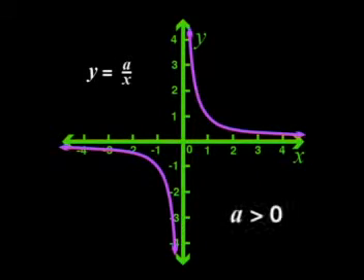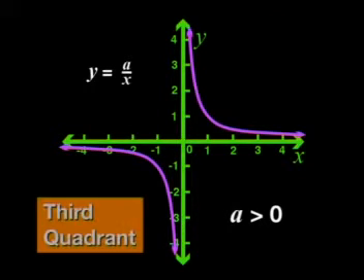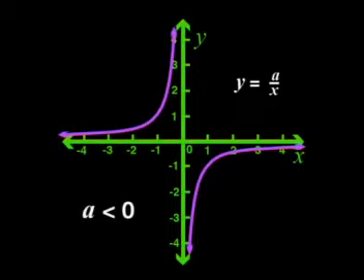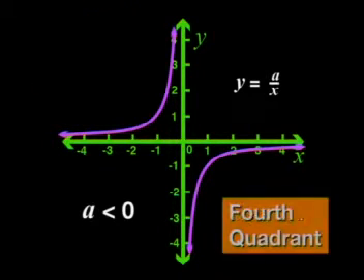We also found that for positive values of a, the graph of y equals a over x has 2 parts, one in the first quadrant and one in the third quadrant. For negative values of a, the graph of y equals a over x is reflected about the x-axis. It has 2 parts. This time one part is in the second quadrant and one part is in the fourth quadrant.